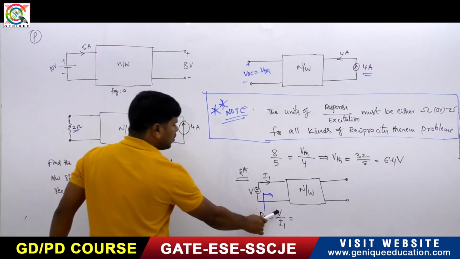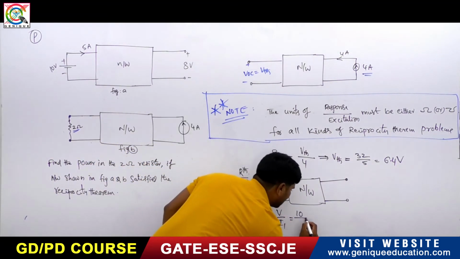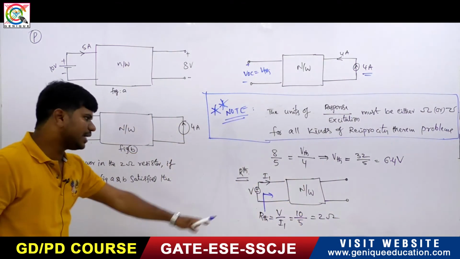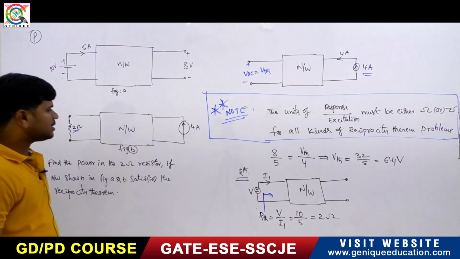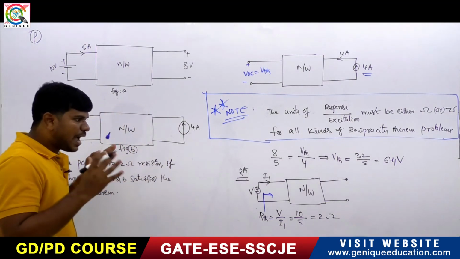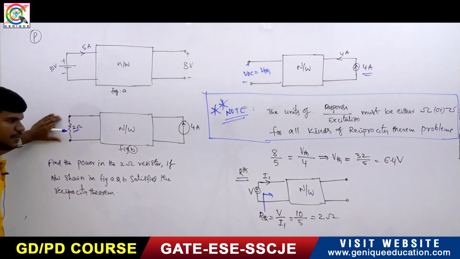It is equivalent to this one, right? So it is equivalent to excitation divided by the response. What is the excitation? Excitation is 10 divided by 5. It is 2 ohms again. Okay, we are getting 2 ohms. So from this, how can we write? What we have to find is the power absorbed by the 2 ohm resistor.